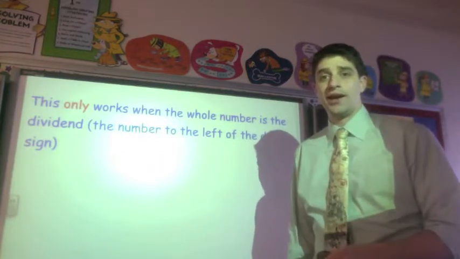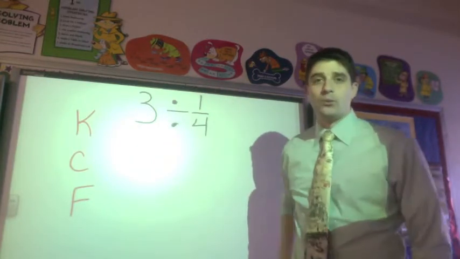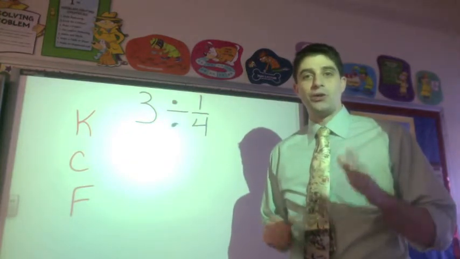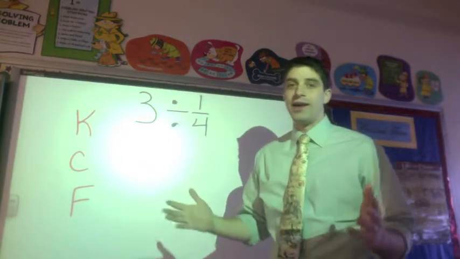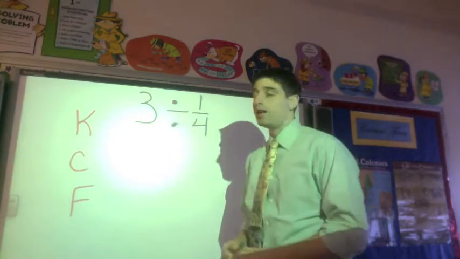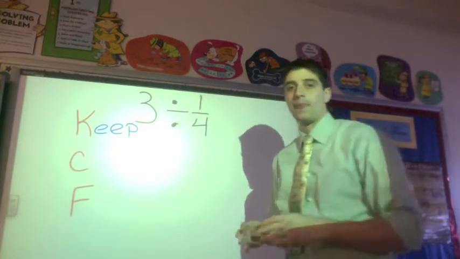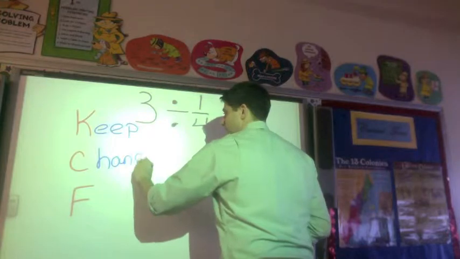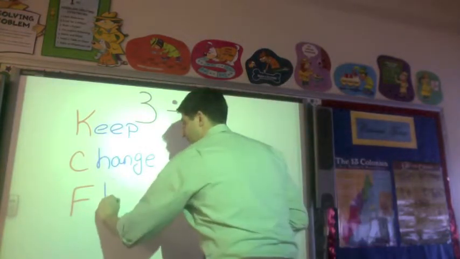I told you there was a second way. So let's take a look at this example again. 3 divided by 1/4. There are 3 letters that you have to know, that you have to memorize. The letters are K, C, F. No, not KFC, but KCF. The K stands for keep. The C, yep, it stands for change. And the F, it stands for flip.